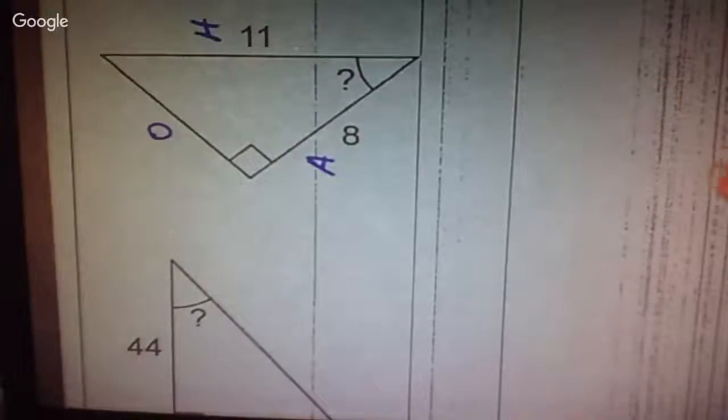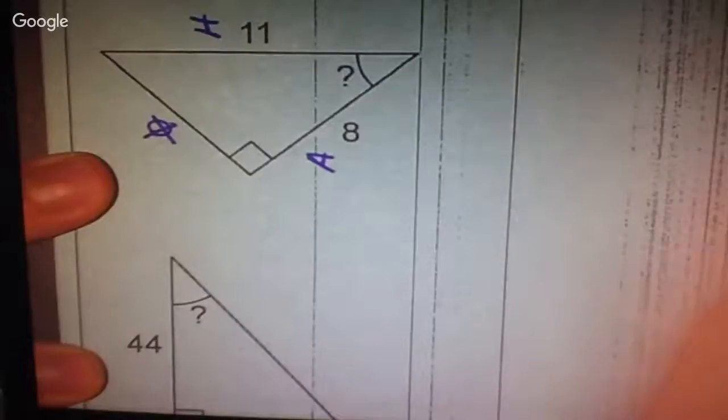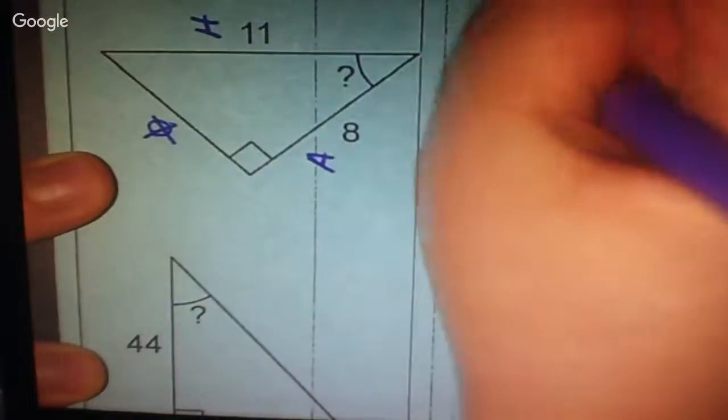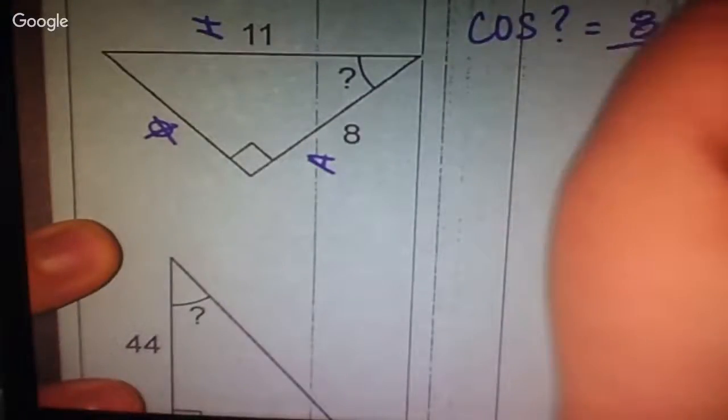The right angle is pointing at the hypotenuse. Okay, so we don't know anything about O, so we're going to stick with A and H. Which trig function am I going to use? Cosine. That's CAH. So the cosine of my angle, what I don't know, equals which number goes on top? 8. Remember, it's CAH, which means A goes on top, which is your 8, and 11 goes on the bottom.